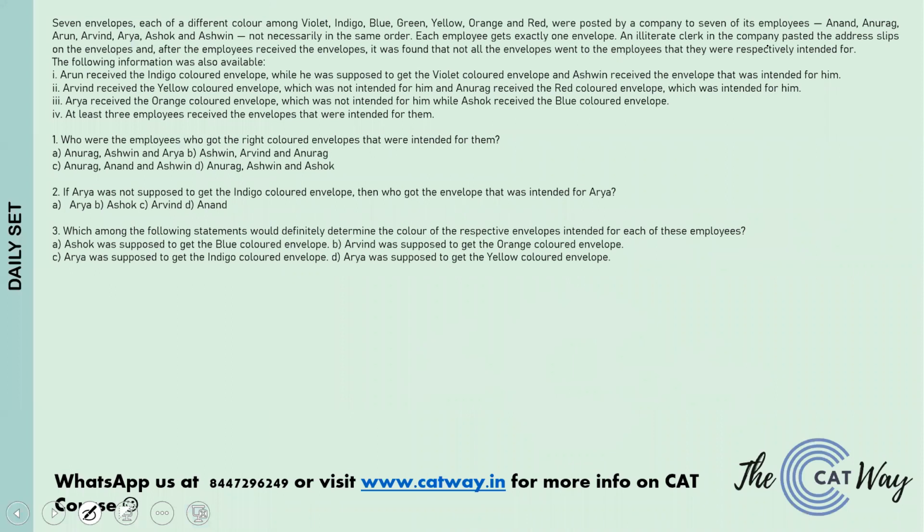So the question in front of us is that seven envelopes, each of a different color among violet, indigo, blue, green, yellow, orange, and red were posted by a company to seven of its employees: Anand, Anurag, Arun, Arvind, Arya, Ashok, and Ashwin, not necessarily in the same order. Each employee gets exactly one envelope.